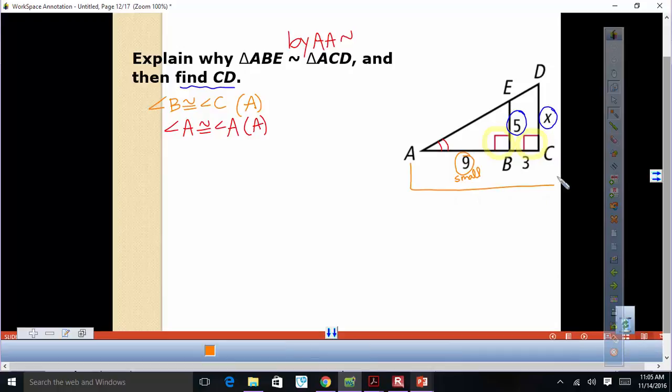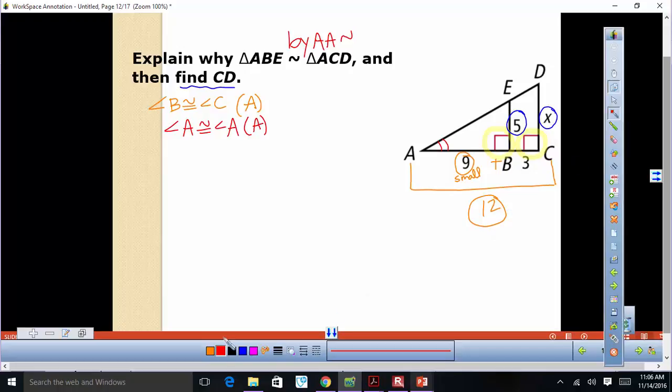Very good. So to find the whole thing, a lot of people get tricked and think, oh, that length is 3. But how could the whole big side of the triangle be 3 when the small triangle is 9? So this whole thing, we'd have to add those together. 9 plus 3 would give me 12. Okay? So let's set up that ratio.